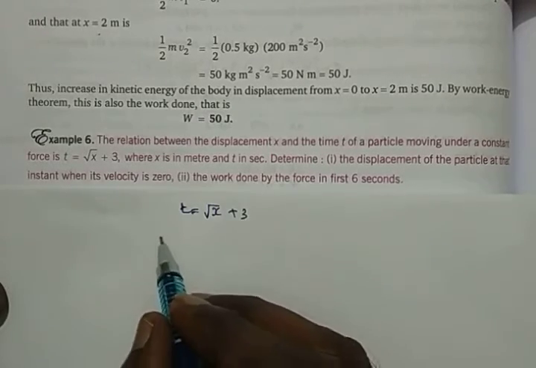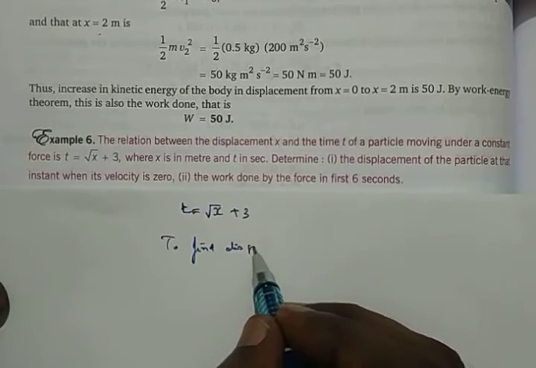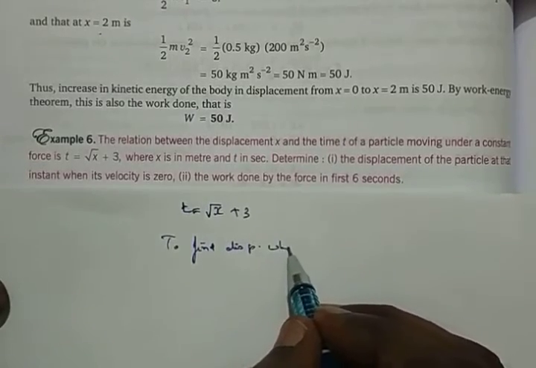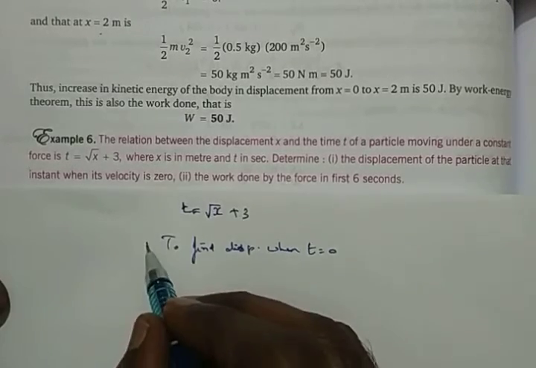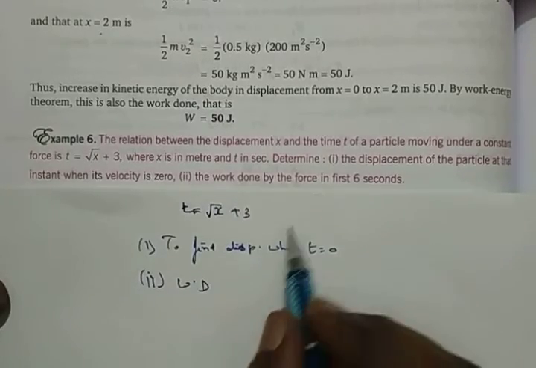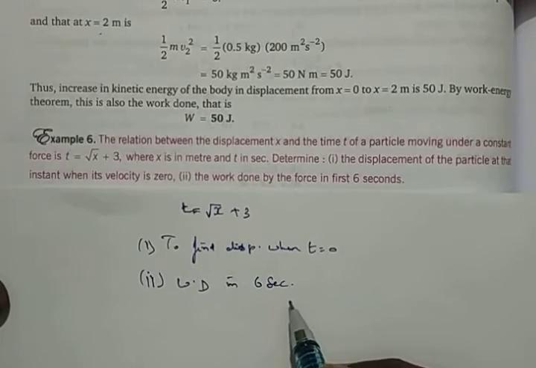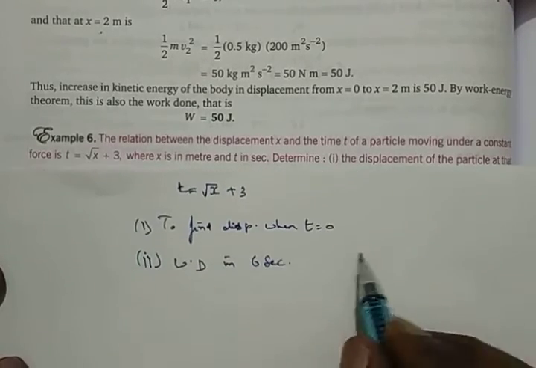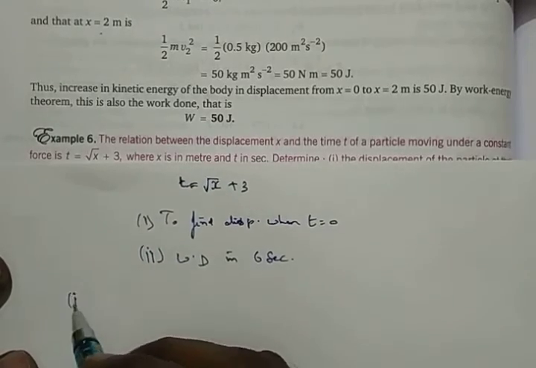So we need to find displacement when velocity is equal to 0. That's what the first question is. Second question is, find the work done by the force in 6 seconds. This is the second part. So there are two parts to that. We'll first of all handle the first part of it.